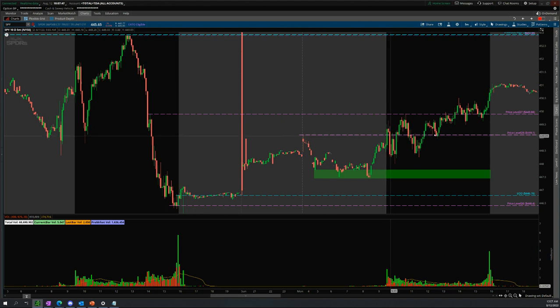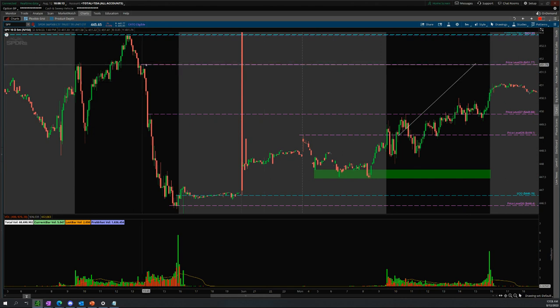Now, if buyers defend this level, this 449.10, I'm looking for a move, maybe targeting, we'll just bring out this previous level. A lot of people ask me about entries and exits. It's so important to understand, if price is going to continue in a bullish fashion, it's going to retest the previous day levels, right?